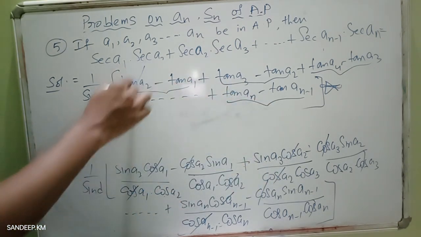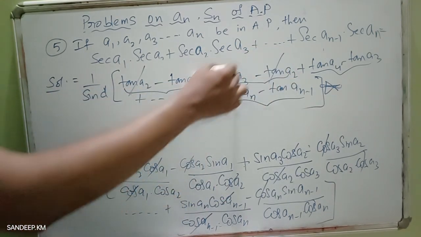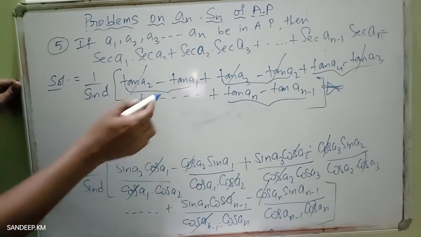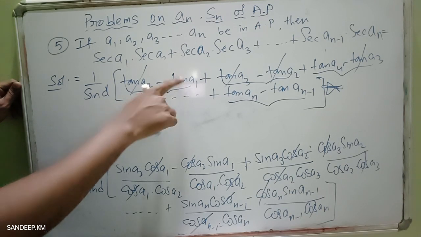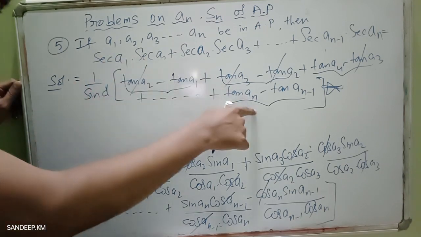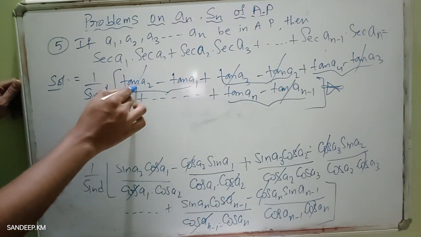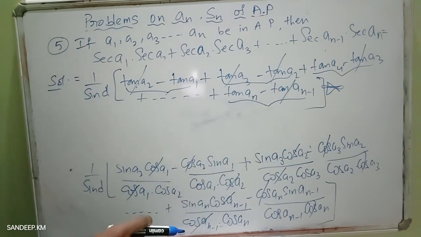Now plus tan a2 and minus tan a2 will get cancelled, and then plus tan a3 and minus tan a3 gets cancelled, and so on. If you observe the first pair, the second term is remaining. That means in the first pair, the first term got cancelled. Then in the last pair, the last one will get cancelled. In the first pair, the first one got cancelled. So in the last pair, the last one gets cancelled. Okay? This is very important.